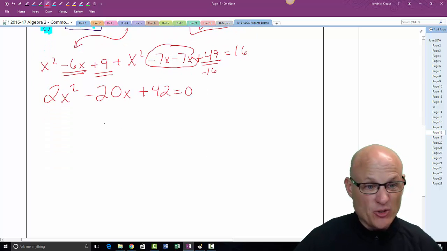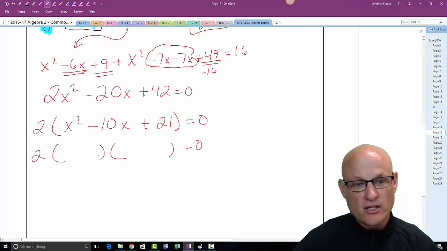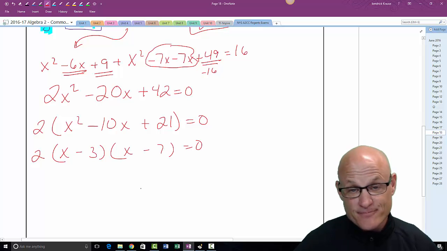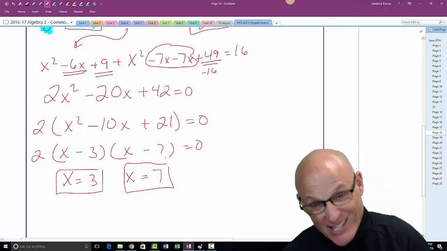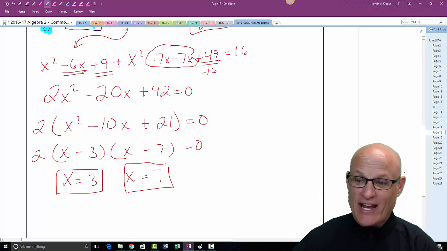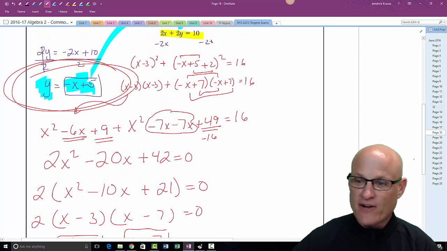Well, I'm going to take out a 2 because it makes my life easier. x squared minus 10x plus 21 equals 0. Factoring here now is a joke. It's (x minus 3)(x minus 7). So I get two x answers. x equals 3 and x equals 7. But I'm not done yet because it's a system of equations. I have to find the y values. So let me use this equation to find the y values.